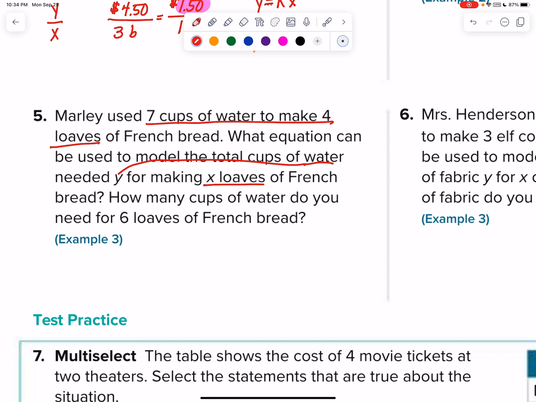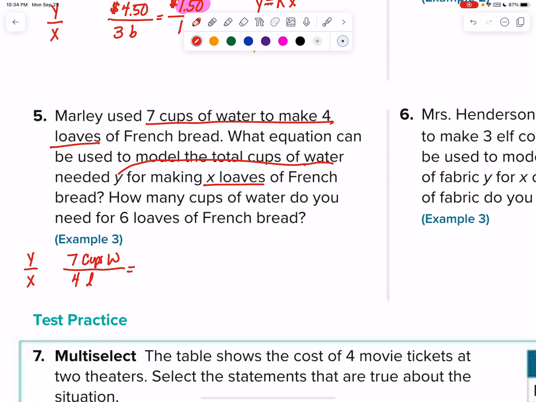So first of all, since we have to make an equation, we need to know what the unit rate is to find the constant of proportionality every single time. So let's look at what x needs to be and what y is. We know we're finding the unit rate in this order, y over x. Water is y and x is loaves. So that's 7 cups of water, and the loaves is x, and loaves is 4 loaves. I'll just do L here.